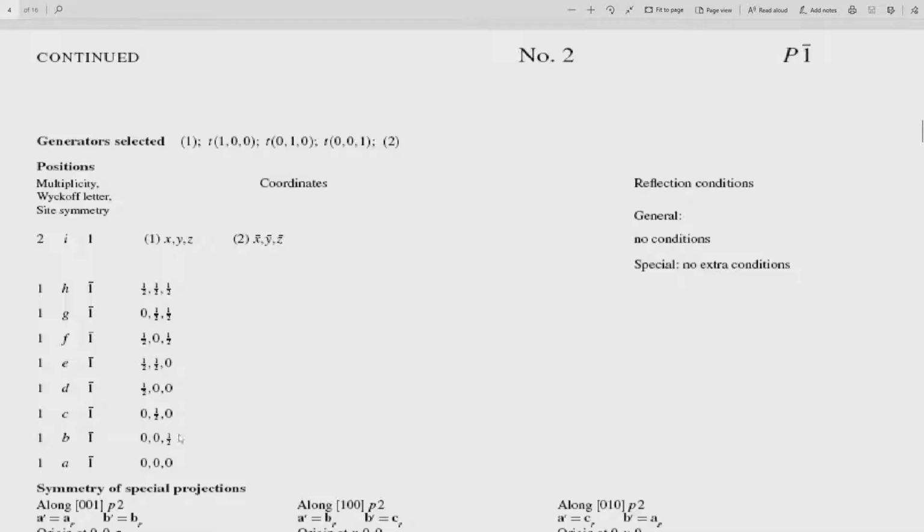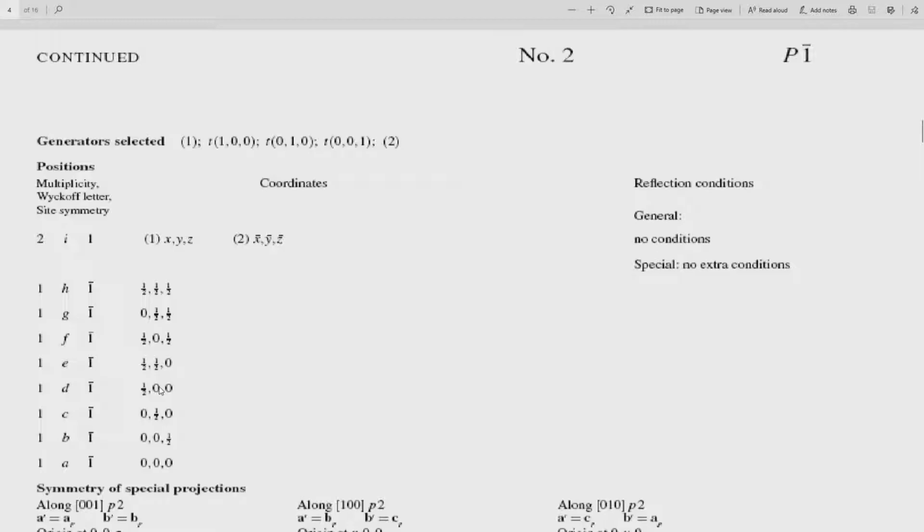That is because if you sit at 0 0 0, operate the center of symmetry, you get 0 0 0 again. If you sit at half 0 0, operate the center of symmetry, you get half 0 0, you do not get 0 0 0 or any of these 8, and that way they are very special. So, these positions therefore are referred to as special positions.